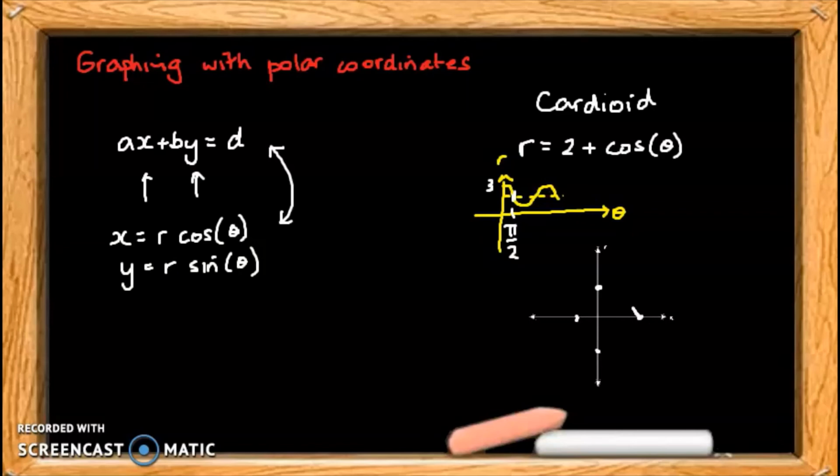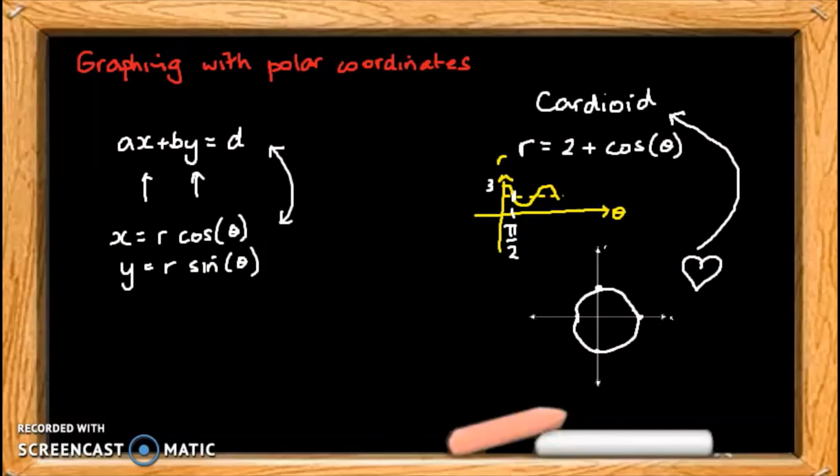What I actually end up with is a shape that looks a little bit like this. And that generally forms the shape that might be a bit like a heart. And therefore, it gets its name cardioid.